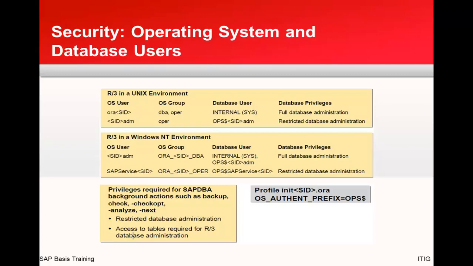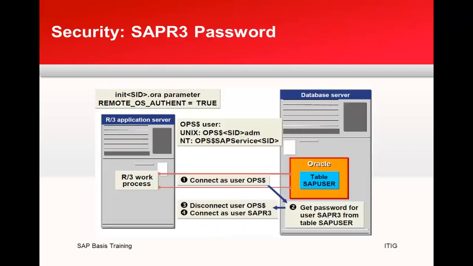Everything is stored in the init SID.ora file. To make sure that people from remote, or basically from the SAP system, can connect to this, we use something called OS underscore AUTHENT underscore PREFIX, that is OPS$, which is listed here. Okay, let's go to the password for the SAP R3 or SAPSR3 user. Here you can see that we have defined the remote OS authentication mechanism to true. When we define this OS authentication to true, what happens is that as step 1 we connect as user OPS$ to the Oracle database.